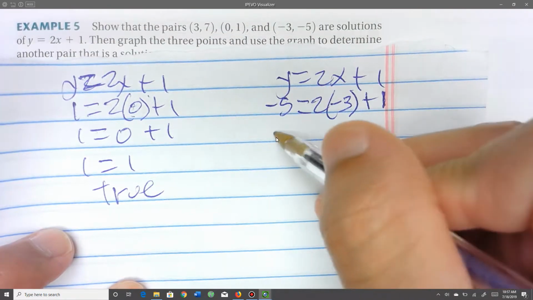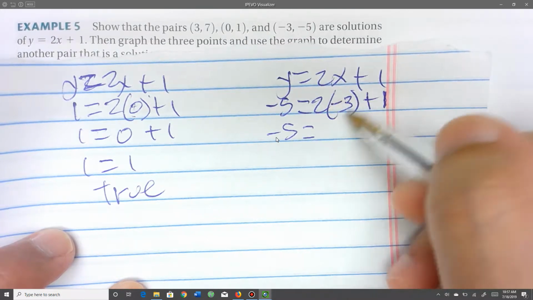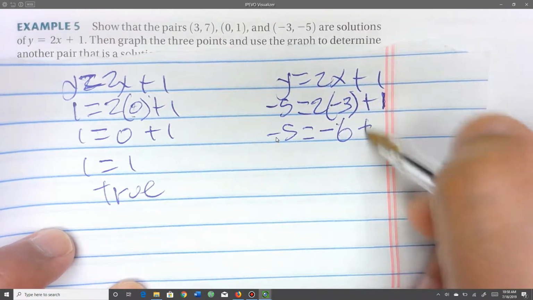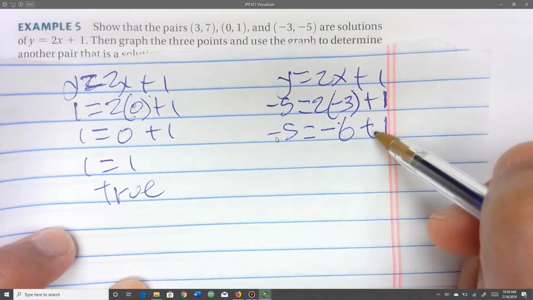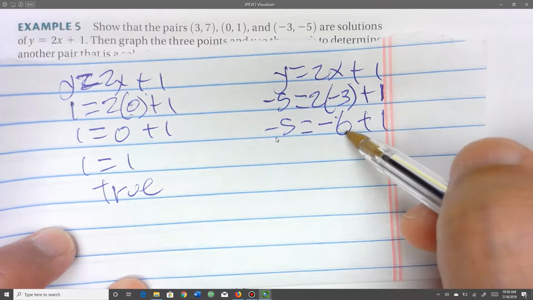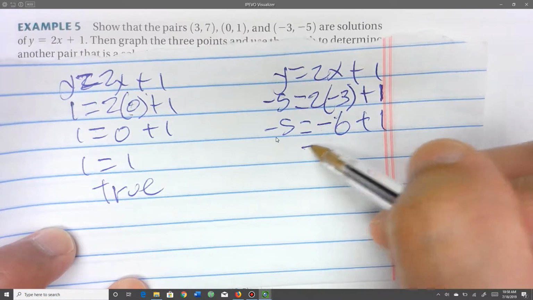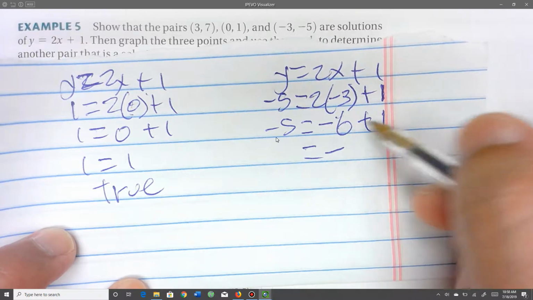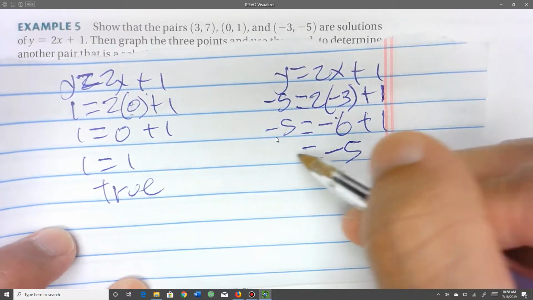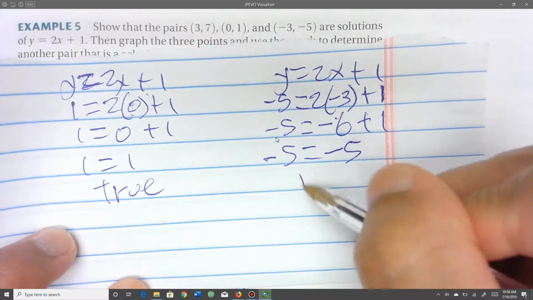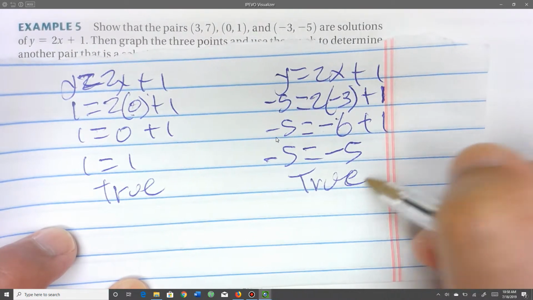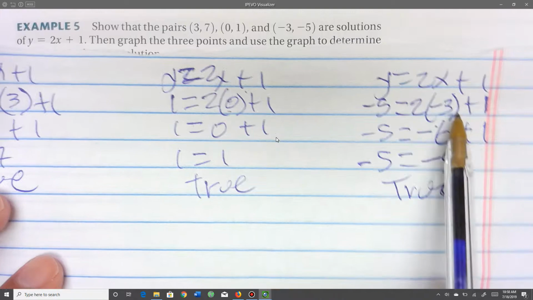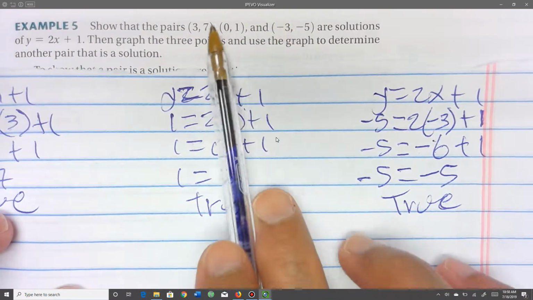Now what about this one? Well, I need to multiply here. 2 times negative 3 is negative 6 plus 1. Negative 6 plus 1 is the same thing as subtracting 6 minus 1, 5. Keep the sign of the largest value. That's negative 5. Rewrite everything else, and this equation is also true. All right, so all 3 equations were true. So in this case, all these 3 ordered pairs are solutions of the same equation.